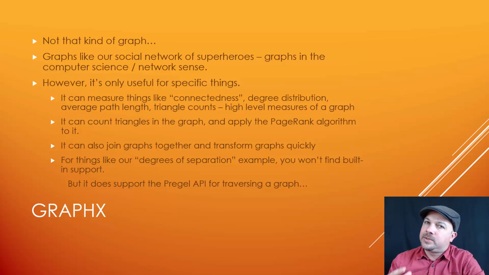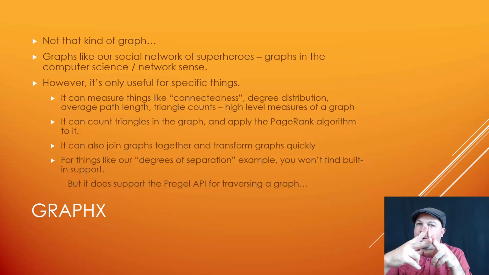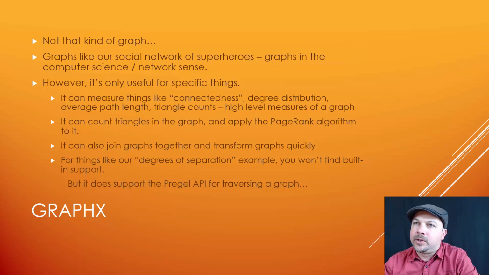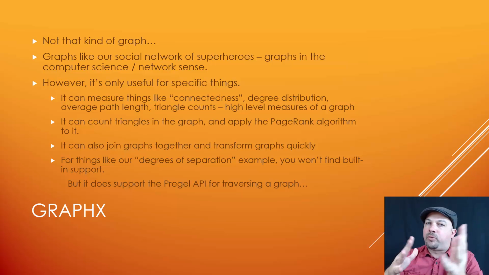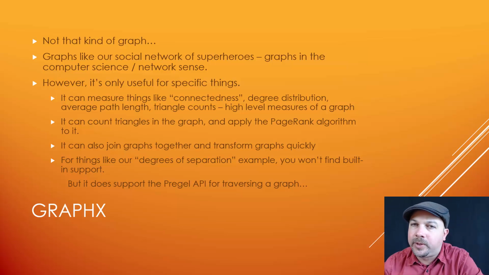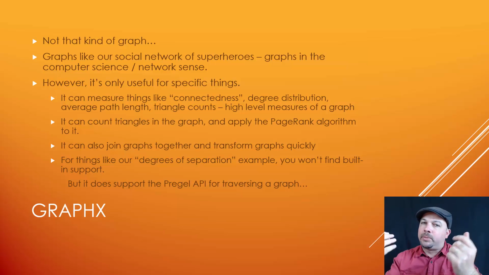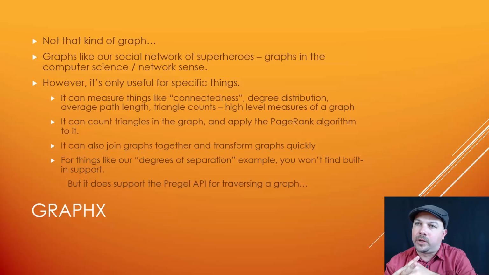Now, GraphX is mostly useful for giving you sort of high-level information about a graph. So for a social network, it can tell you things like how many triangles appear in the graph in connections, how connected is the graph as a whole, what are the degree distributions, the average path length, things like that. It also has some very highly specialized functions in it for doing things like applying the PageRank algorithm to a graph. And it can join different graphs together quickly and apply transformations to an entire graph all at once.